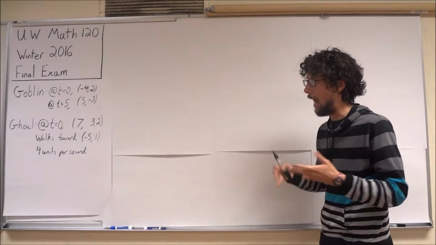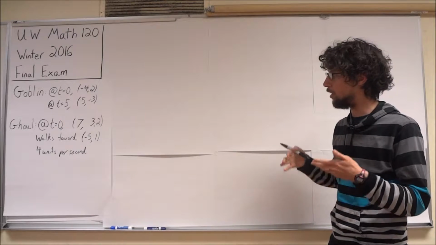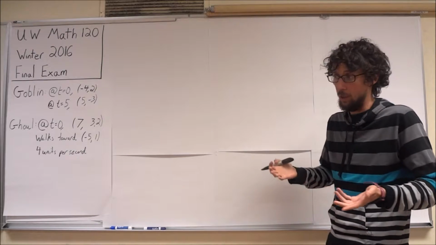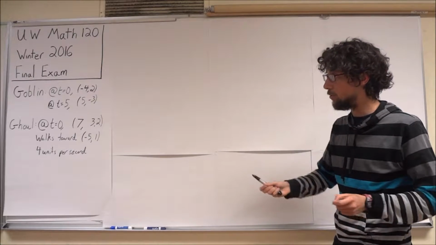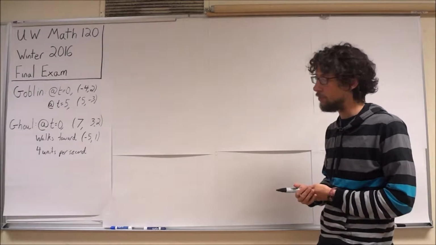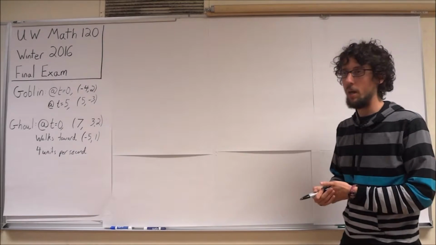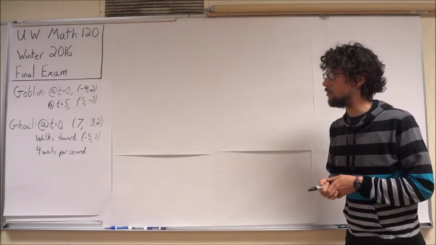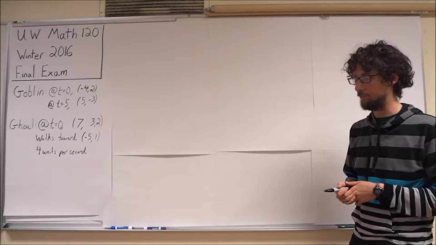And as always in this Collingwood pre-calculus course, we are told to assume that this motion is linear motion. They're moving in straight lines, and they're moving at constant speeds. So if you haven't already, go ahead and pause the video now and see whether you can make sense of the goblin and the ghoul's motion on your own.